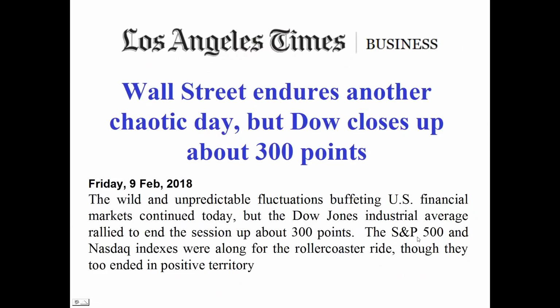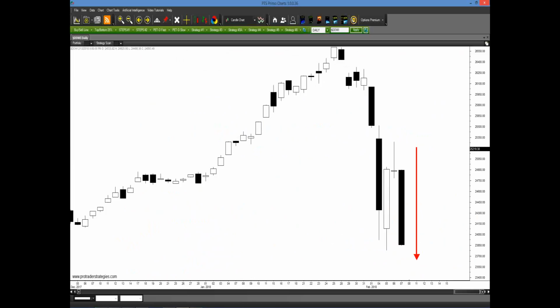You start to look for things to short. And then on the 9th of February, Wall Street endures another chaotic day. The Dow closes up about 300 points. Wow, okay. So maybe you were wrong. This large sell-off could be perhaps the beginning of a really nice move up. Maybe we're going to go all the way back up to these old highs. Maybe we're going to fill up this gap right here. All the things we've been taught that are supposed to work.